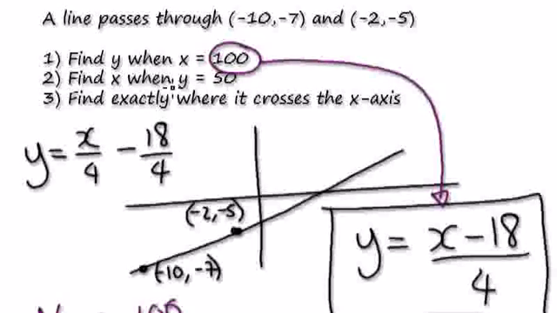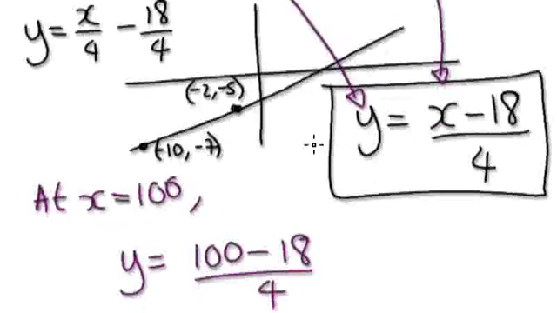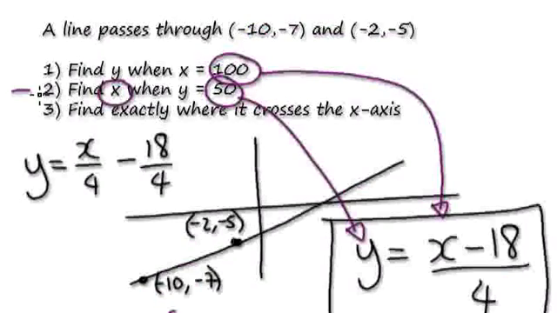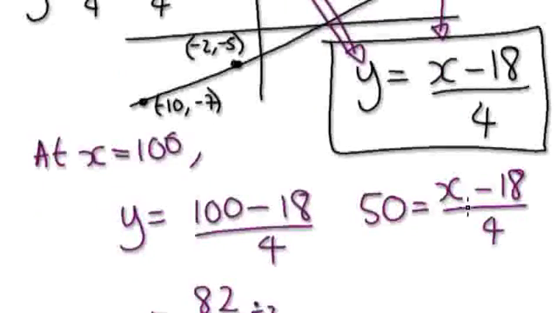The second question is find x when y is 50. So what you do, you put the 50 into the y and then work backwards to find out x. So remember, 50 goes into the y. So now you've got x minus 18 over 4. We are trying to work out x when y is 50. So we put the 50 into the y, and then work backwards to find out x.